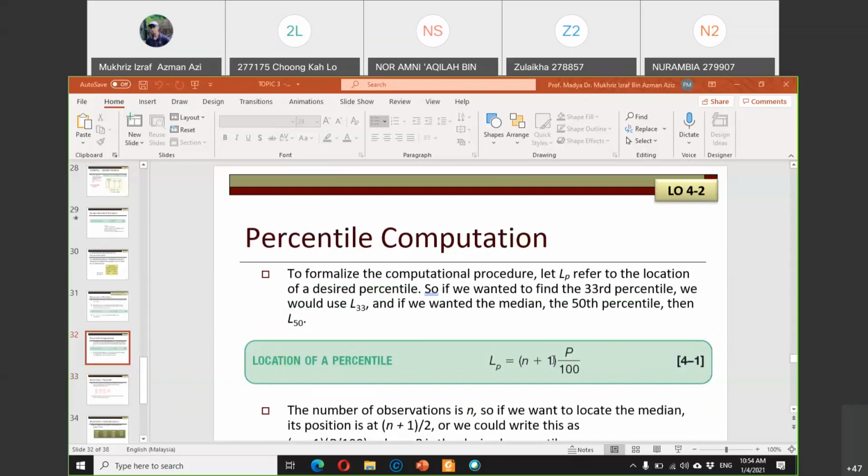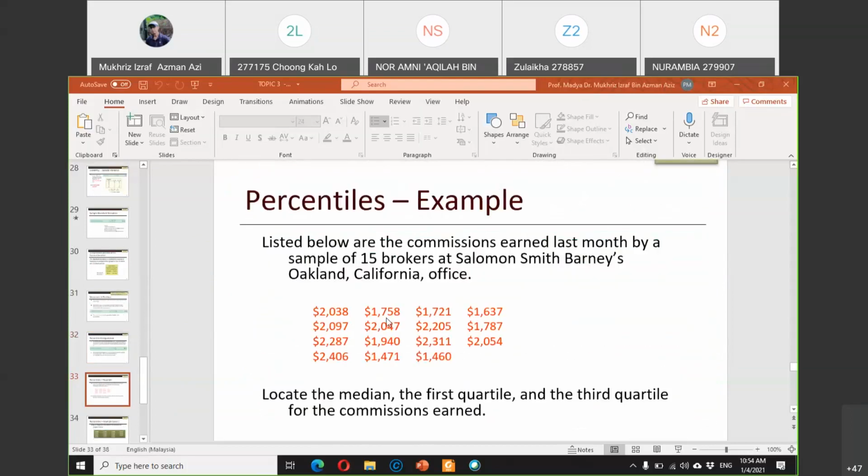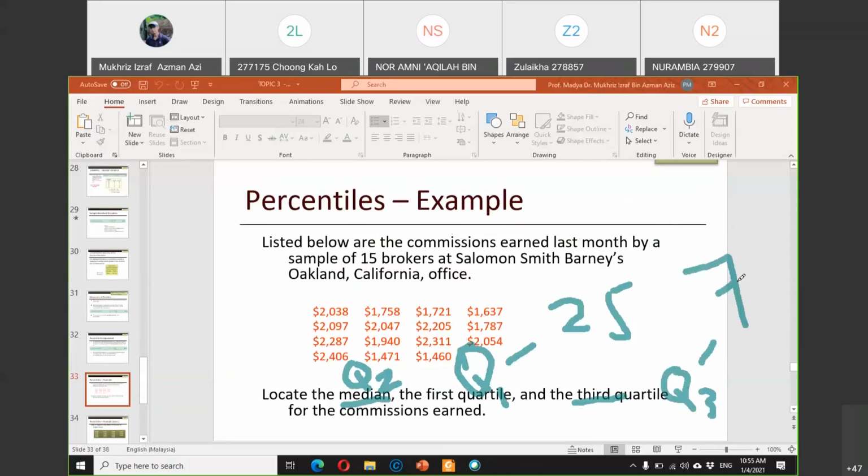Okay, for example, you have this data here: the amount of commission earned by these 15 brokers. So you want to calculate the median first, and the quartiles. Basically the median just now is the Q2, as I mentioned. Q2 is the 50th percentile, which is also similar to the median. The first quartile is the Q1, or the 25th percentile value. The third quartile just now is the Q3, or equal to the 75th percentile value.